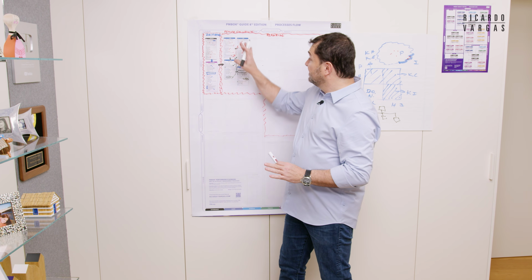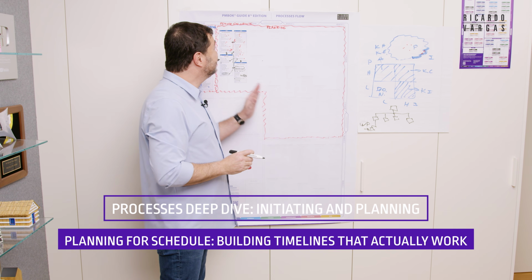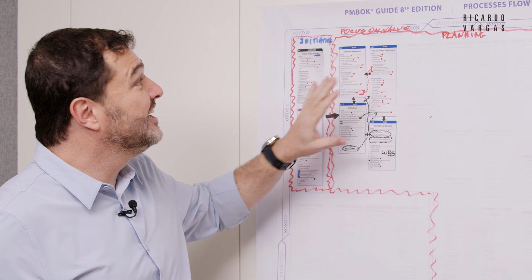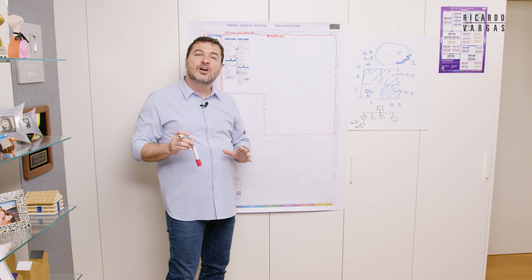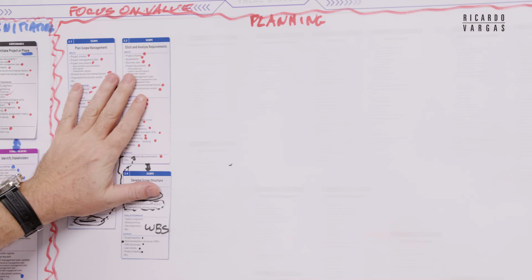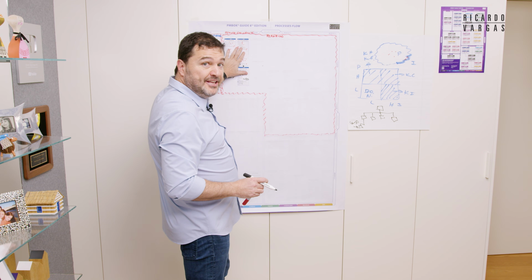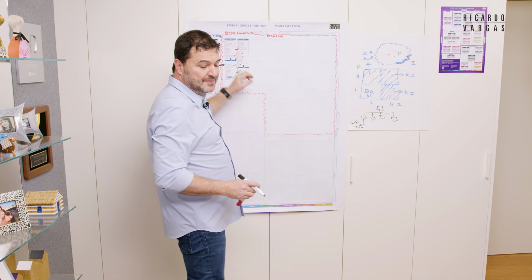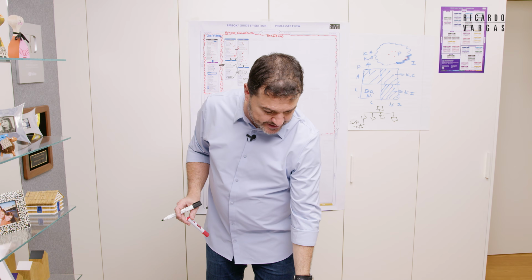We just did all the work on scope management. Now it's time for us to understand and start the scheduling process. Okay, what do I need to do to make sure that this work will be done in the time frame I have for the project? And the first one is plan schedule management.